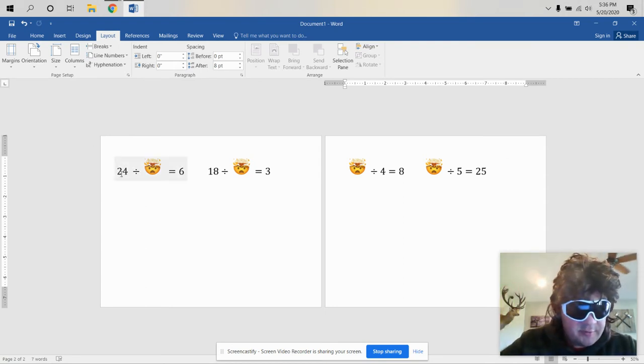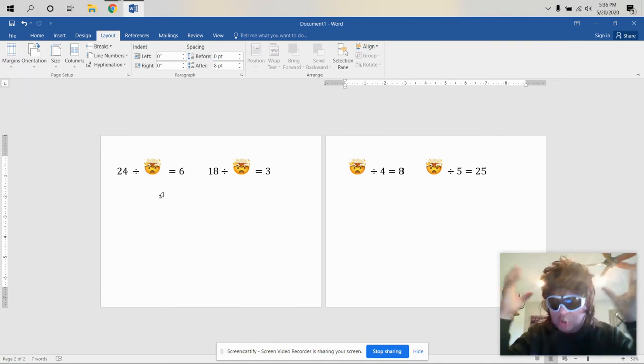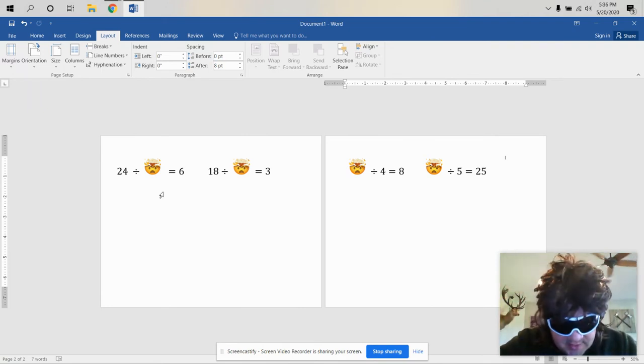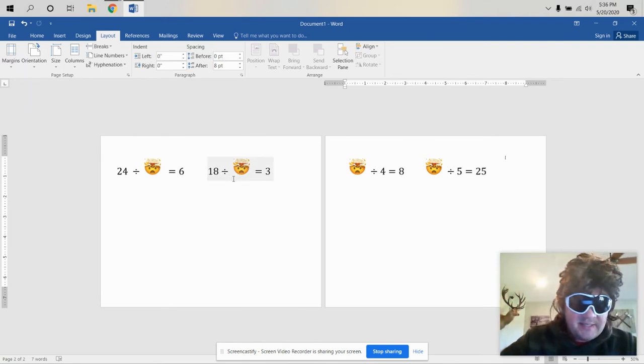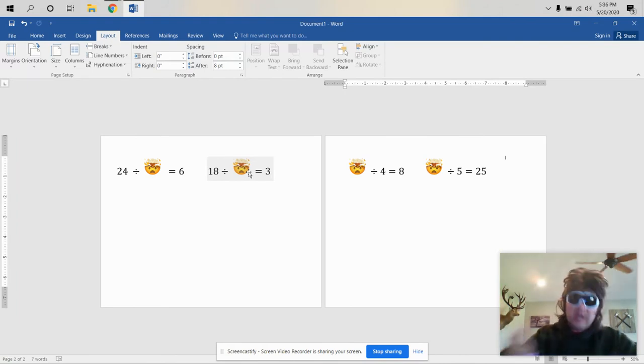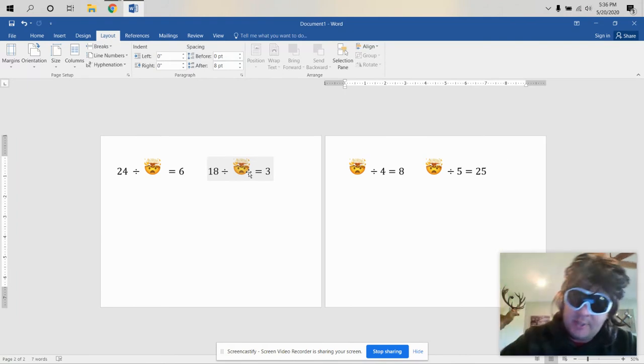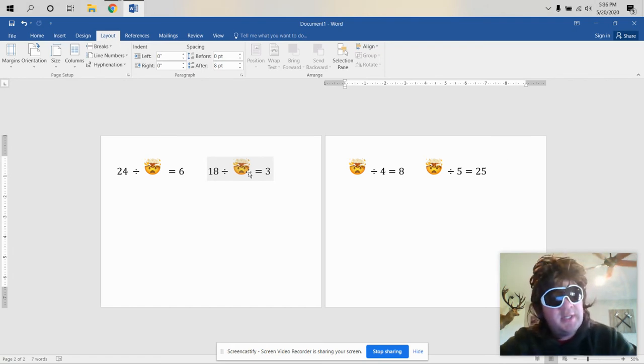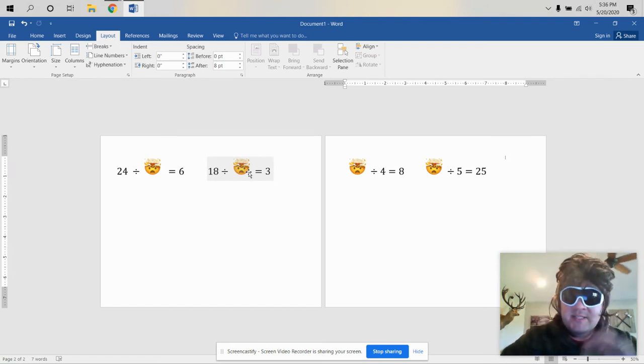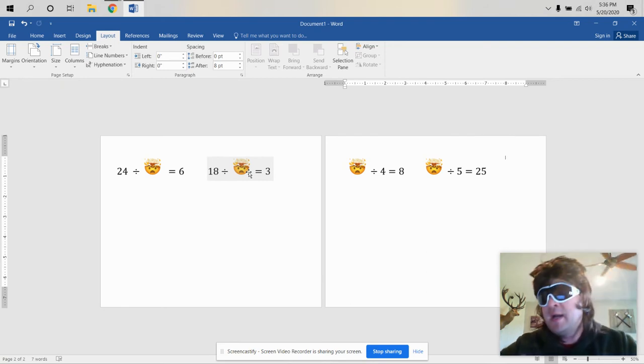So this first one over here says 25 divided by mind blown equals 6. The second one, 18 divided by mind blown equals 3. Now, the two on the left are a little bit different than the two on the right. The two on the left, the number is first, divided by something. The two on the right is something divided by a number. They're in a different order.